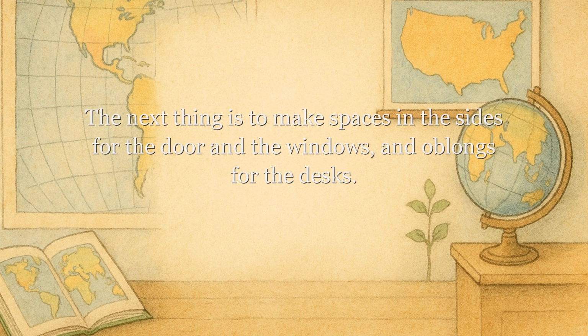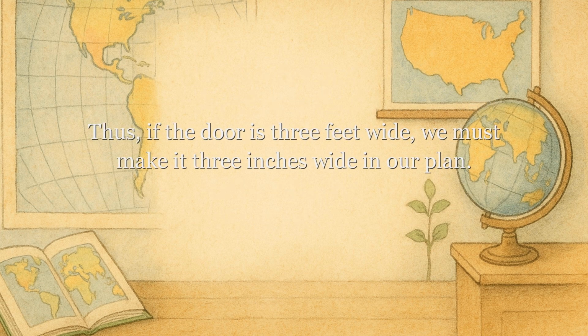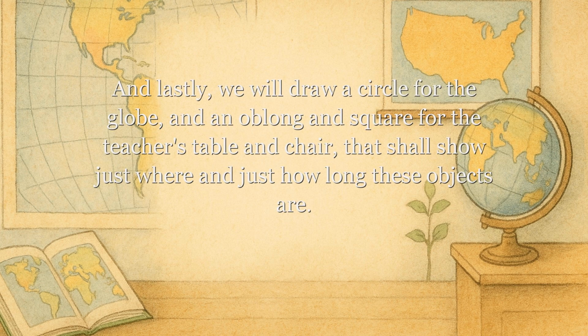The next thing is to make spaces in the sides for the door and the windows, and oblongs for the desks. But we must remember that an inch in our plan stands for a foot in the object itself, and therefore we must allow as many inches for the width of doors and windows and for the length and width of the desks as there are feet in the objects themselves. Thus, if the door is 3 feet wide, we must make it 3 inches wide in our plan. And lastly, we will draw a circle for the globe and an oblong and square for the teacher's table and chair that shall show just where and just how long these objects are.